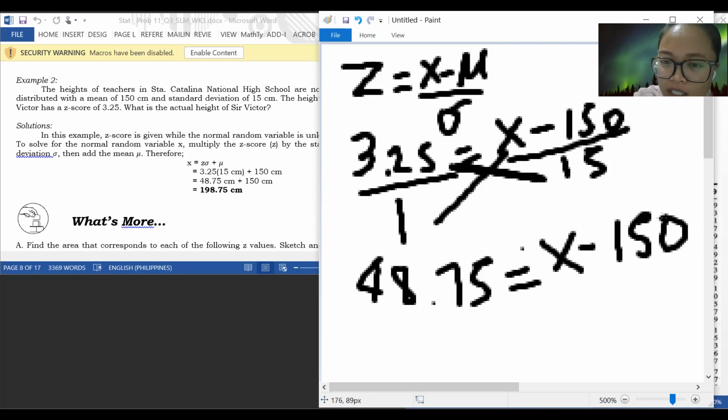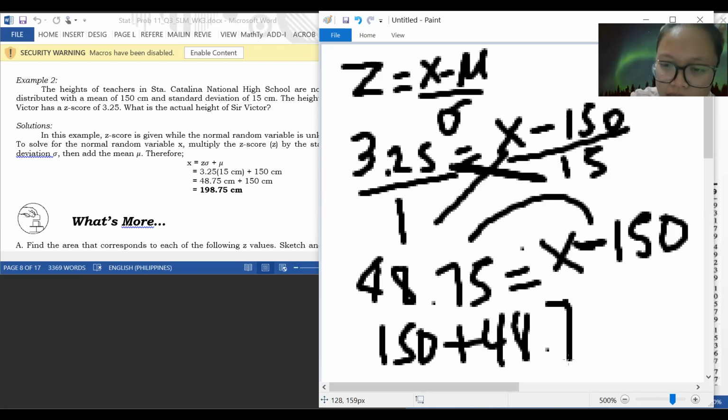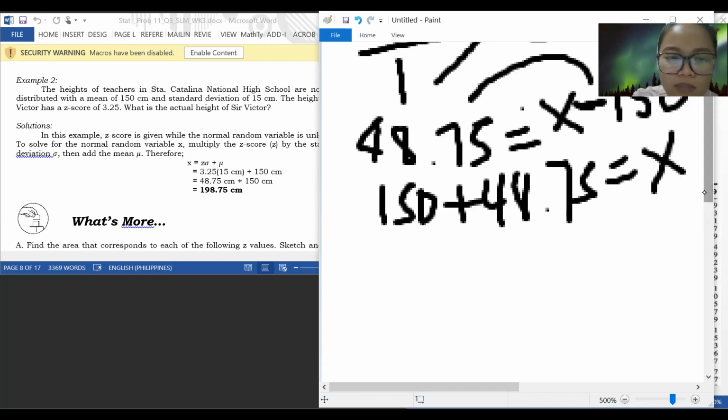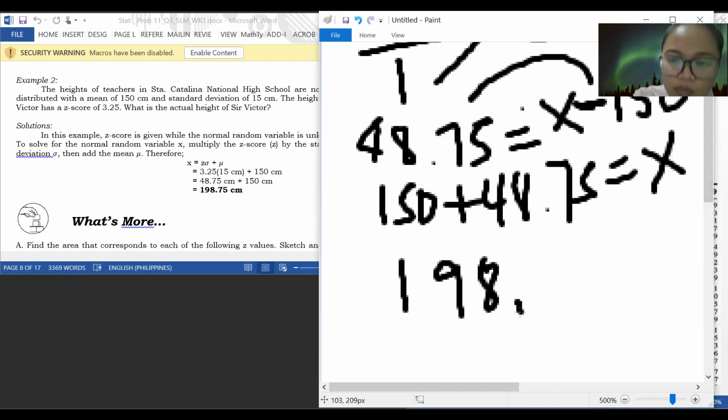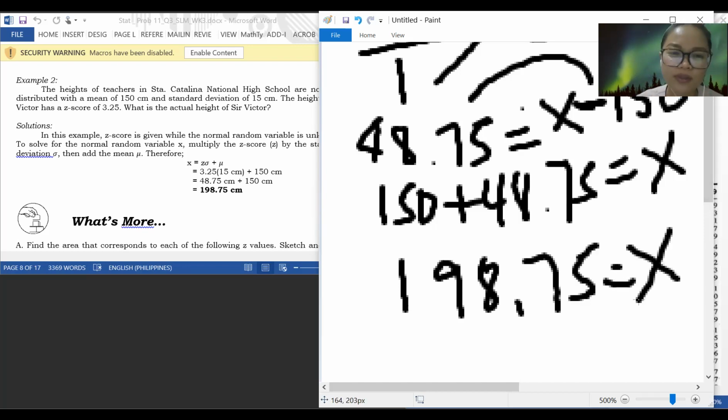Dayon, kani siya, i-transpose, but actually ha, wala ginang word nga transpose sa math. That is additive property, addition property, ha? So, mahimo ra, I know, inyong nahibawan transpose ang term, no? So, the negative becomes positive, so that will be 150 plus 48.75 is equal to x. Or the final answer would be 150 plus 48.75 is 198.75 is equal to x. So, parehas ra sa answer ani.